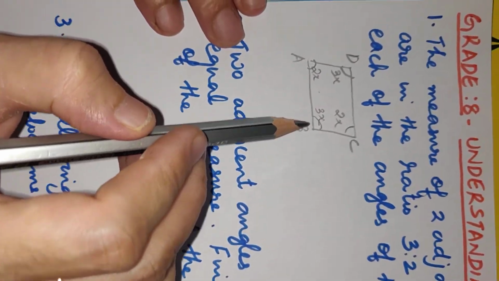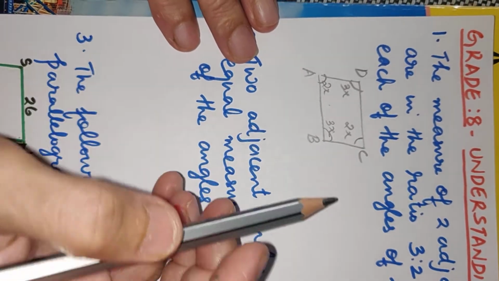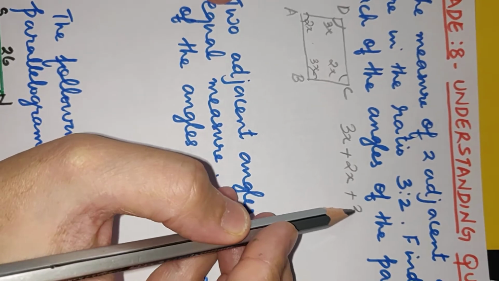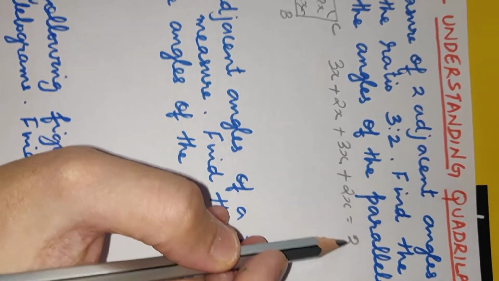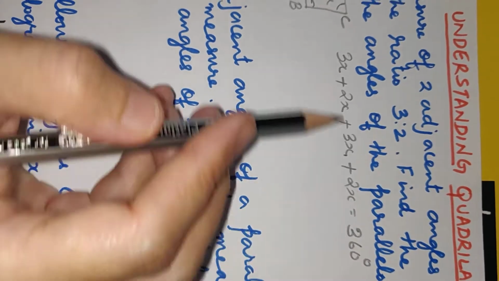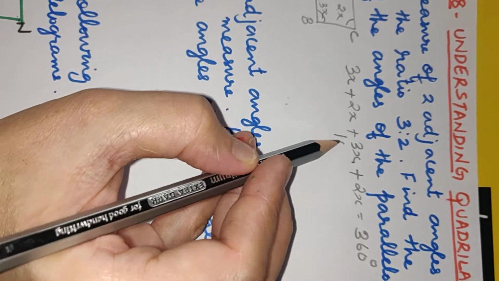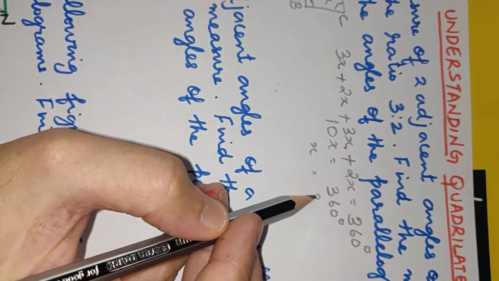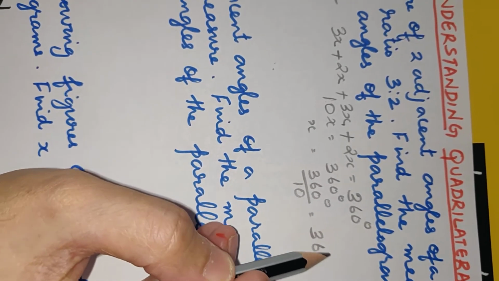Now you all know that the sum of all the angles of a parallelogram is equal to 360 degrees. So 3x plus 2x plus 3x plus 2x is equal to 360 degrees. So 3 plus 2 is 5, 5 plus 5 is 10. So 10x is equal to 360 degrees. x is equal to 360 degrees divided by 10, that is equal to 36 degrees.